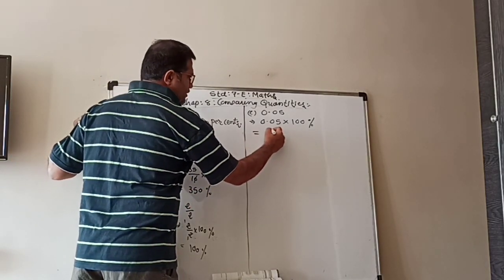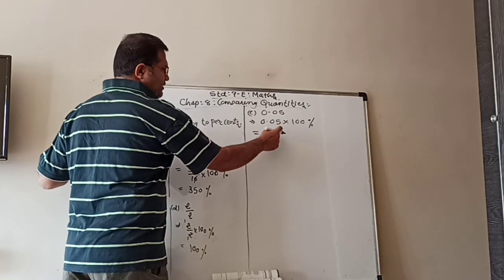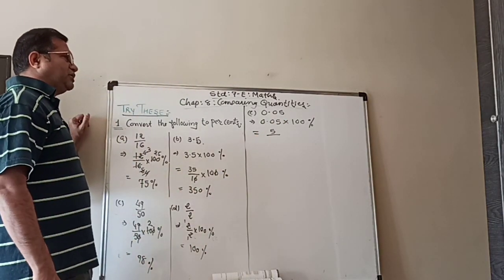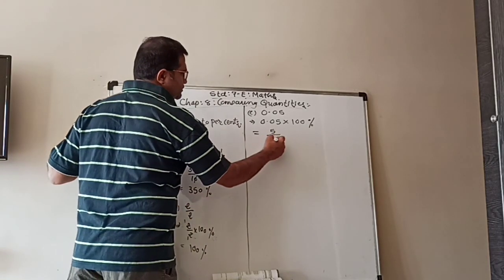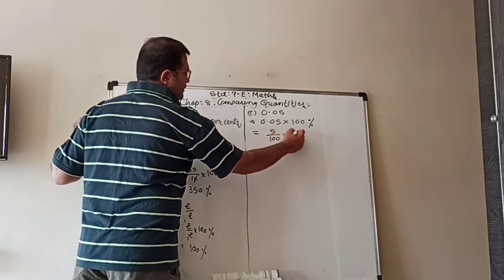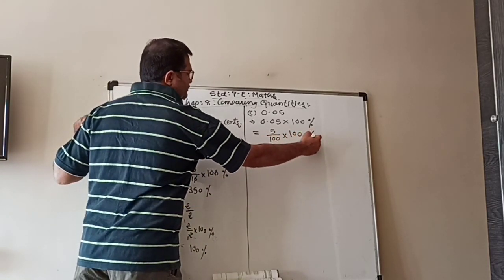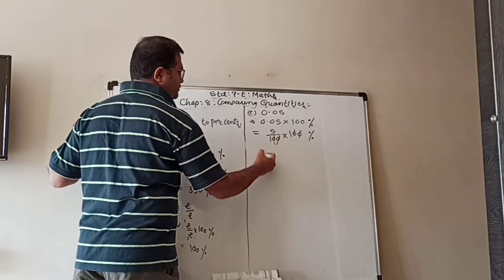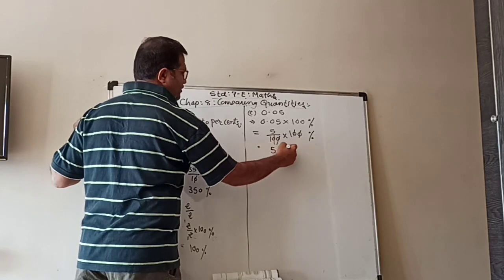So now if you take out the decimal, there is 5 and there are 2 digits after the decimal point, so you have to put 100 multiplied by 100. So now the zeros cancel, and that is your 5%.